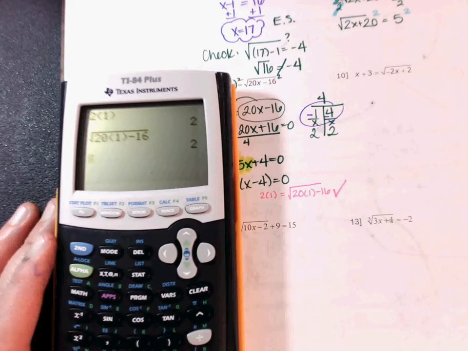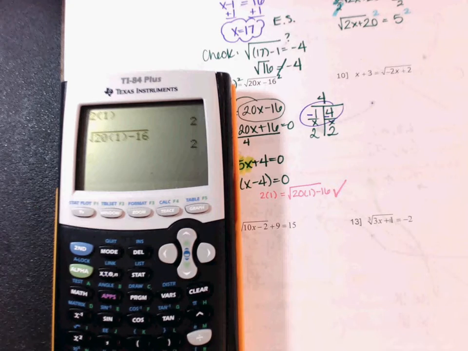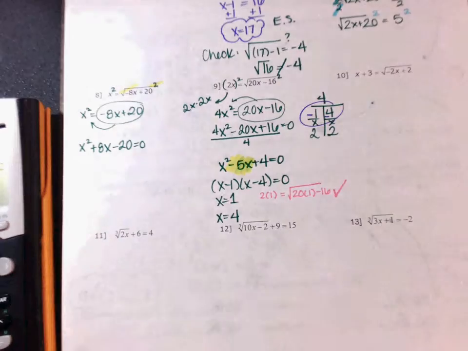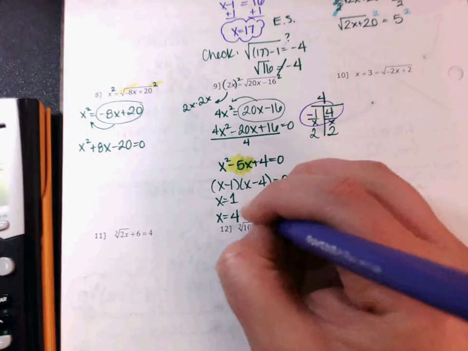And then you would check it for the second one. But remember, if you have an x on both sides, you have to plug in on both sides. Okay, second one, we're plugging in the number 4. So it'd be 2 times 4.